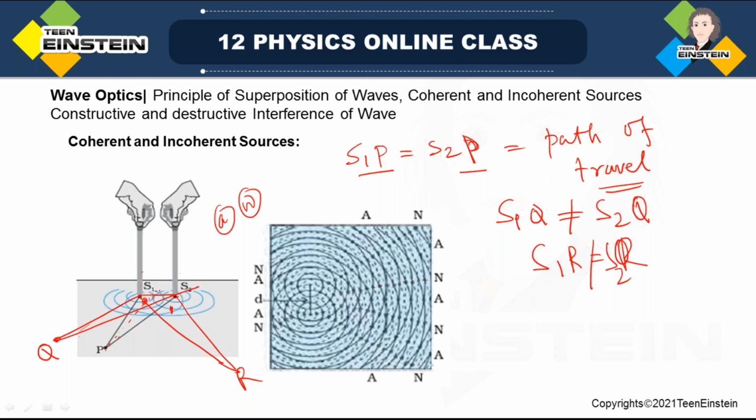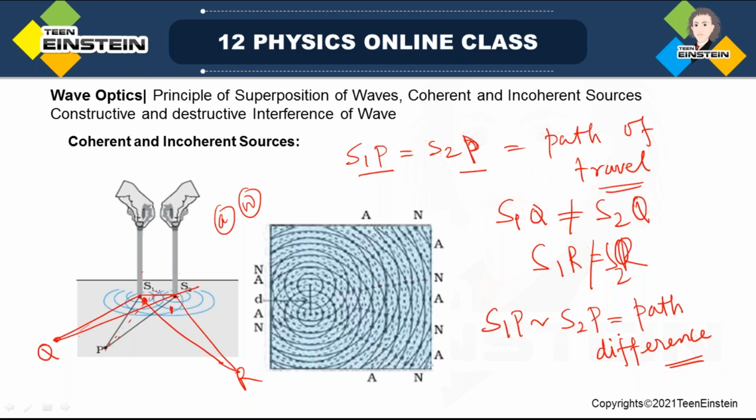Path traveled by each wave produced from S1 and S2. And if the paths are not the same, or anyway, even if they are the same, you can find out the difference between the paths. S1P minus S2P, I don't know which one is greater, which one is less, so I can give a difference sign. When you find out the difference between the path lengths, this is called path difference.